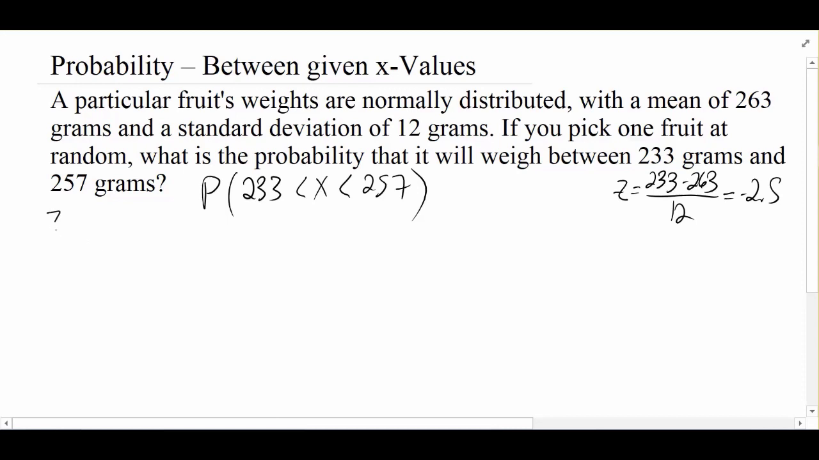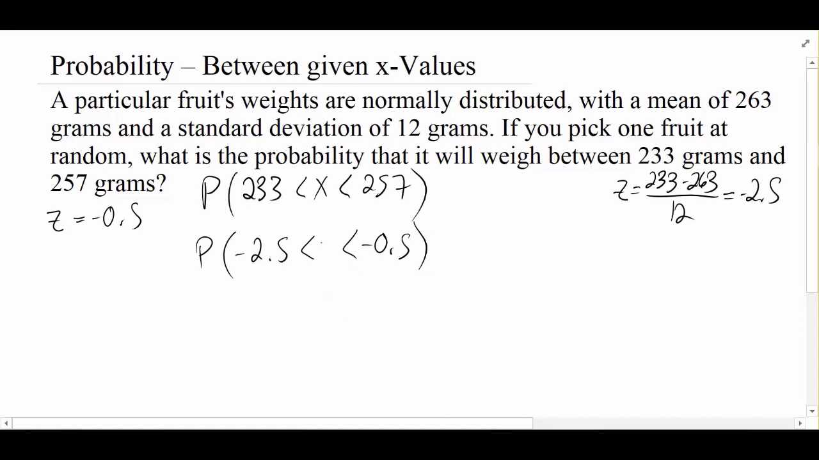Now this other z-score here of 257, we can see it's also going to be negative. It's also smaller than the mean. So we're going to do 257 minus 263 and then divide that by 12, the standard deviation. It's only at negative 1/2. So we're looking for the probability of a z-score being between negative 2.5 and negative 1/2.